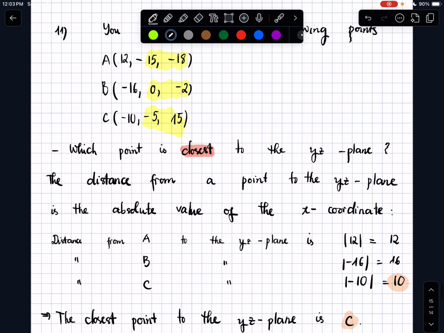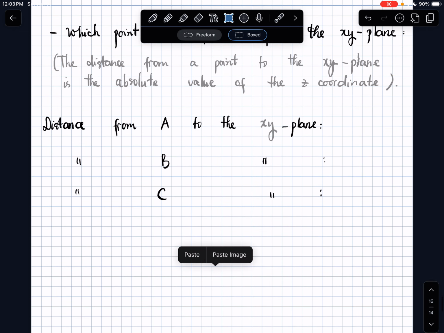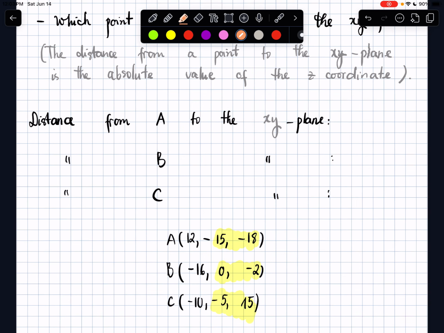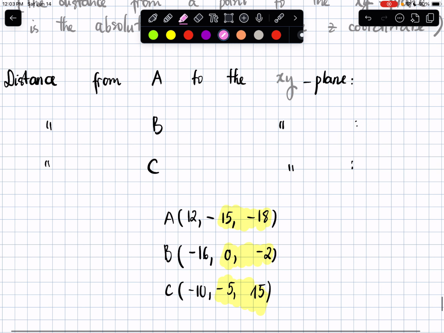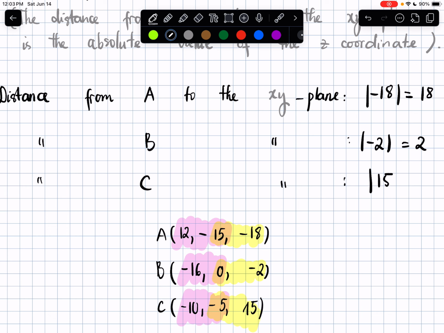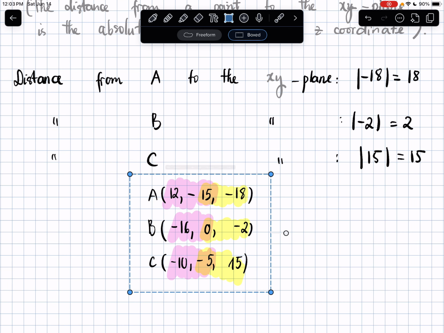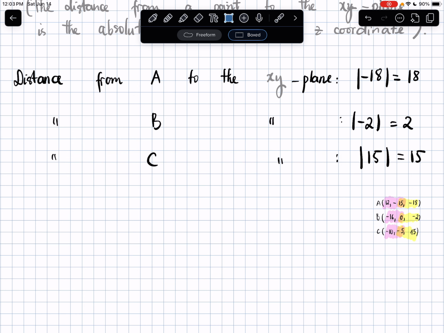so here are A, B, C, the 3 points. We are doing the XY plane. So the first is the absolute value of minus 18. Second one, B, is the absolute value of minus 2. The last one, the absolute value of 15. So the farthest point is the one that has the maximum distance.